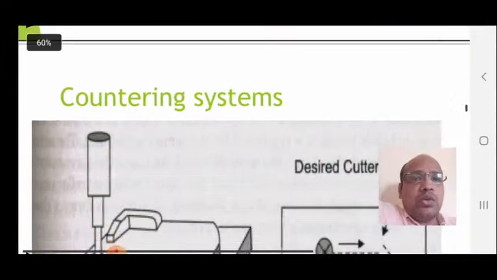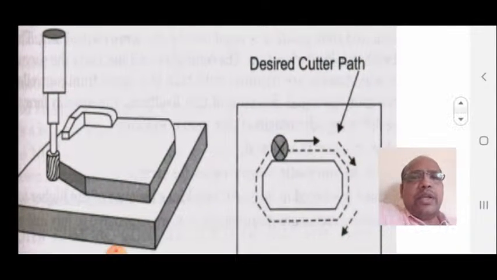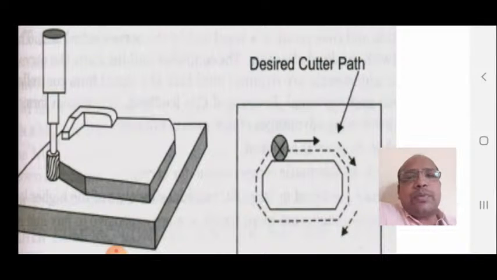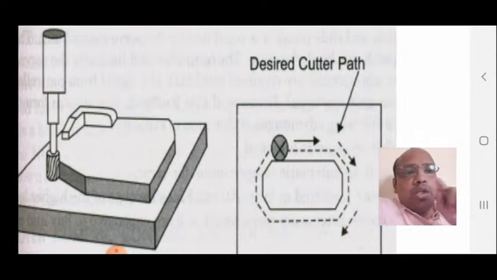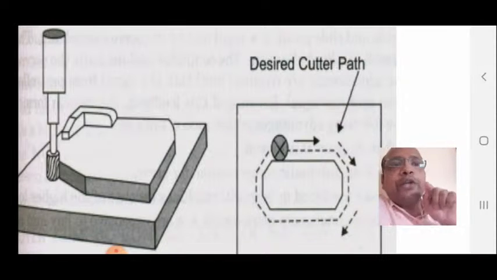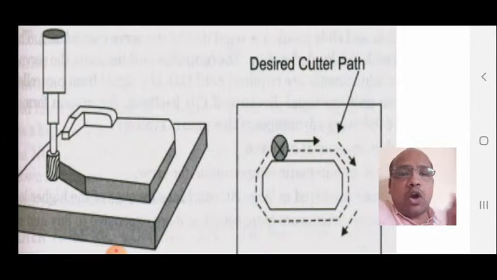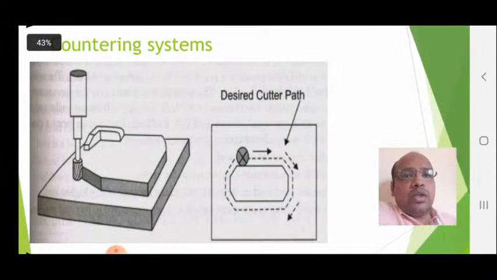Now let us see a contouring system. A contouring system is a very useful system. As per the desired path, as per the will of a manufacturer or a user, you can move the tool in any direction. Suppose I want to move the tool in a straight direction, you can move. If you want to move the tool in a circular direction, you can move. If you want to move the tool from point to point also, you can move. So the desired cutter path you can obtain by using a contouring system.